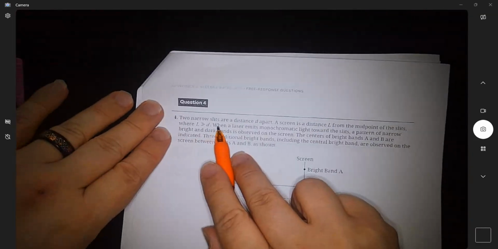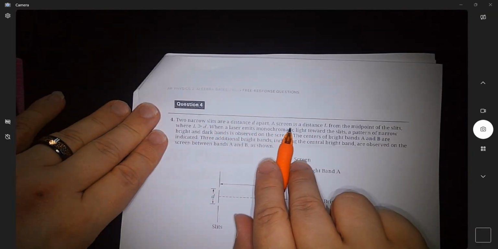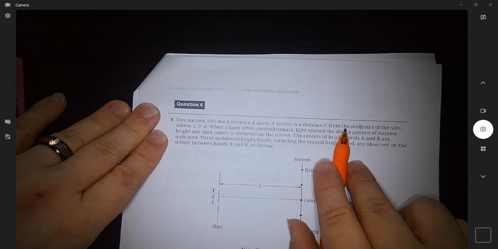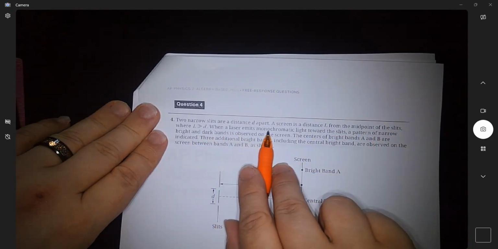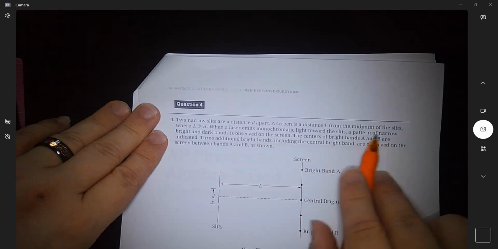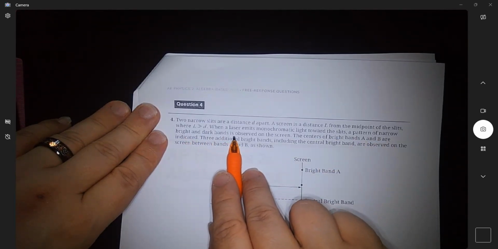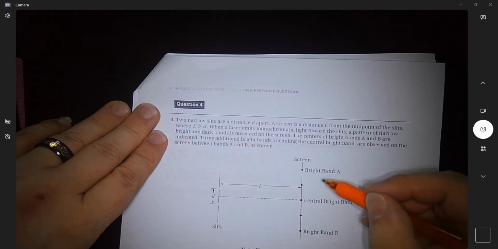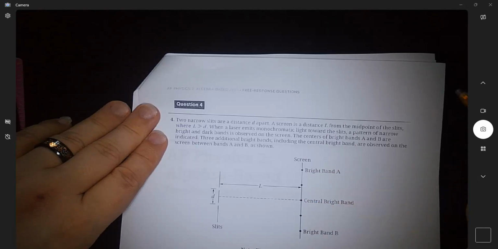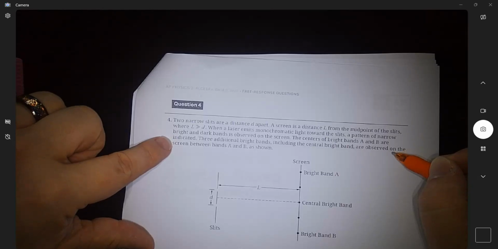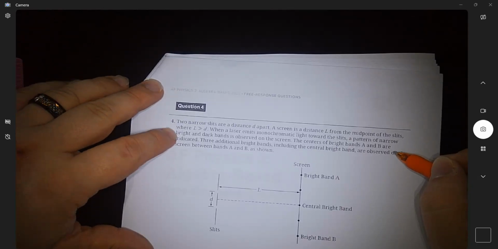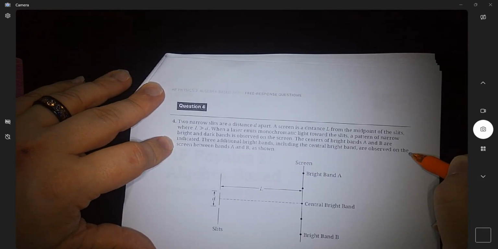Okay, two narrow slits are a distance d apart. A screen is a distance L from the midpoint of the slits, where L is far greater than d. When a laser emits monochromatic light toward the slits, a pattern of narrow, bright, and dark bands is observed on the screen. The centers of the bright bands A and B are indicated. 3 additional bright bands, including a central bright band, are observed on the screen between bands A and B as shown.